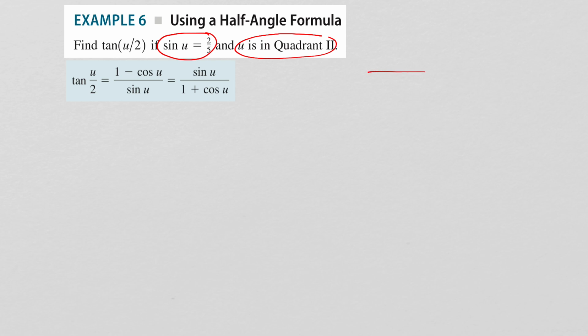They told us that sine of u is 2/5 and u is in quadrant 2. Let's draw a picture of that. So here is an angle in the second quadrant. That will be u. And we know sine is 2/5. Then we can find the missing side by using the Pythagorean theorem. That's going to be the square root of 21, and it's going to be negative because we are in the second quadrant. And now because of that, we can see that the cosine of u is negative radical 21 over 5.